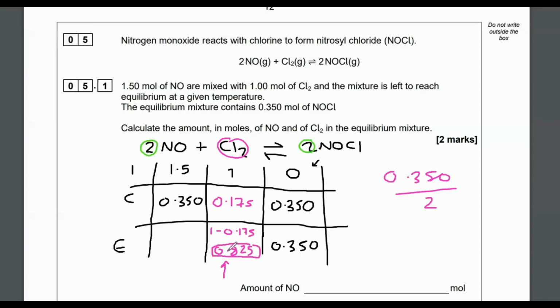There we go, first of the 2 marks. Now we look at the nitrogen monoxide. We had 1.5 moles initially. We know the change was 0.35 because it was 1-to-1 with the nitrosyl chloride. So I do 1.5 minus 0.350, whack it in the calculator, and it gives me 1.15 moles. So that was the moles at equilibrium of nitrogen monoxide.